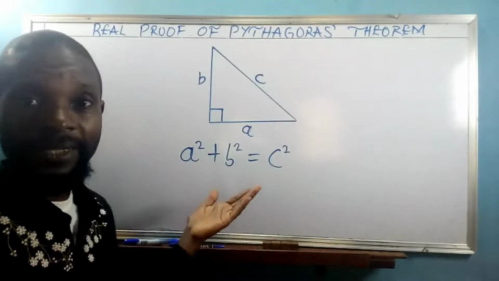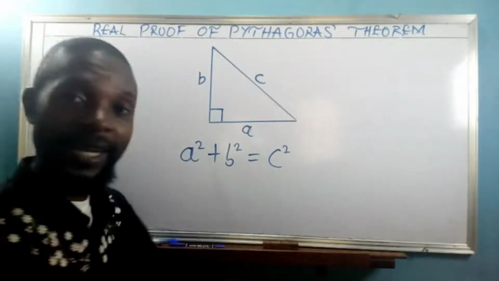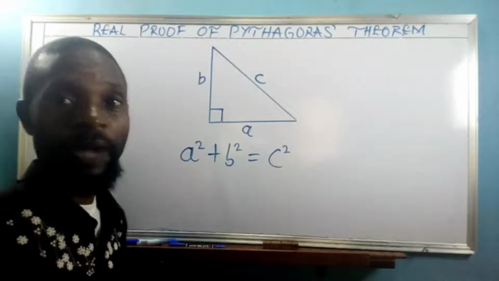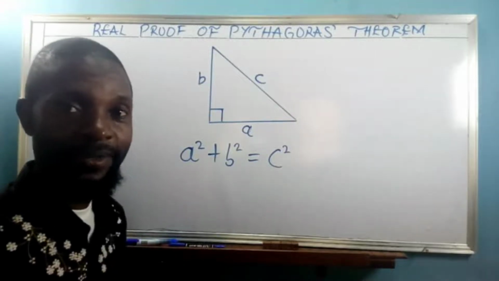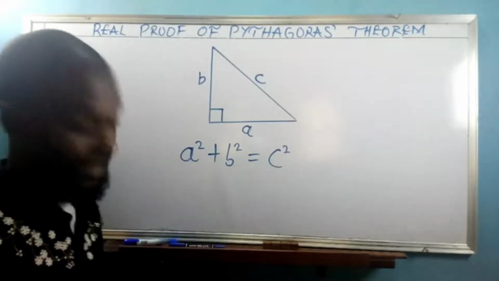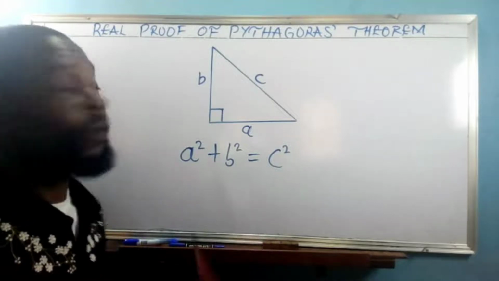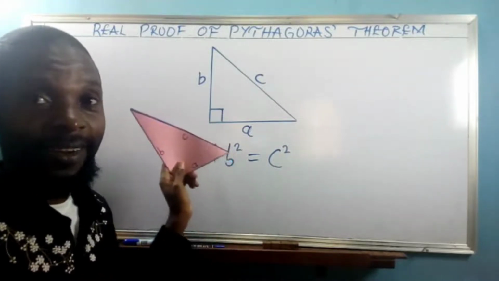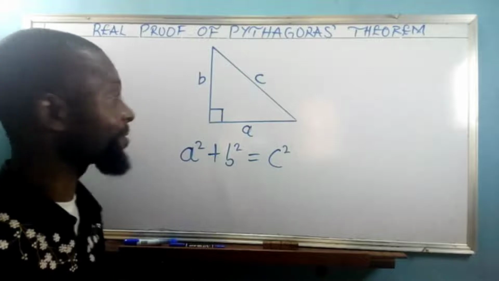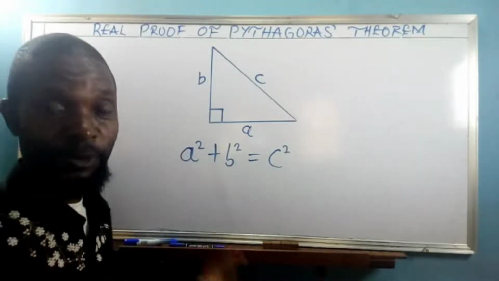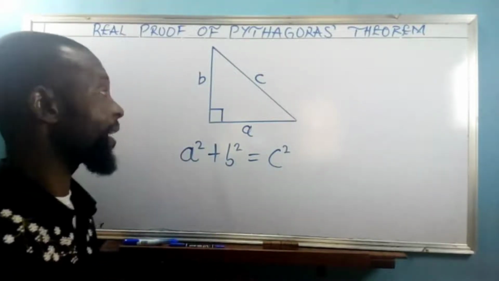Why do we have it like that? So that's what we want to do today. We want to prove that theorem before we go to the application of Pythagoras theorem. To use this theorem, it has to be a right angle triangle. So we use it only for the right angle triangle.